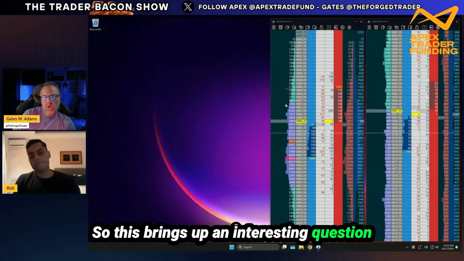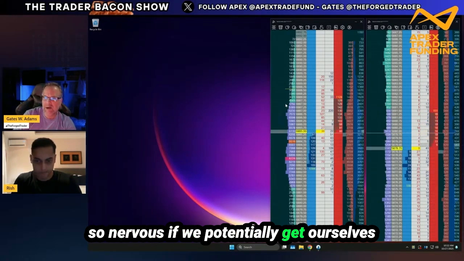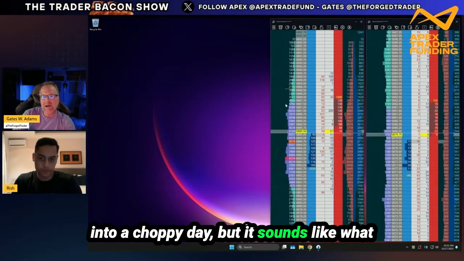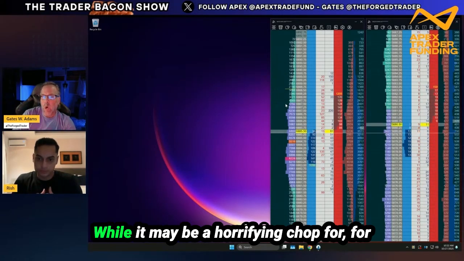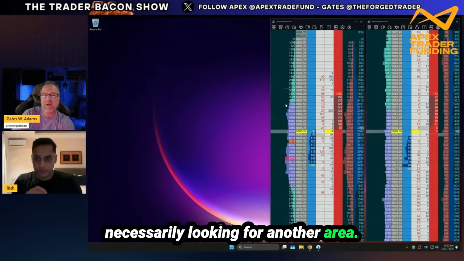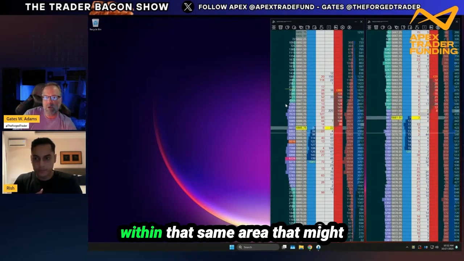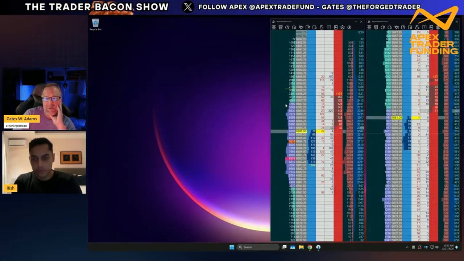So this brings up an interesting question, because for candlestick traders like myself, we get so nervous if we potentially get ourselves into a choppy day. But it sounds like what you're talking about, this balanced area, while it may be a horrifying chop for somebody like myself, you're seeing an opportunity in this, where it's not necessarily looking for another area. You can take great opportunities within that same area that might be more beneficial in conditions that would tear most of us up. Yeah, absolutely.